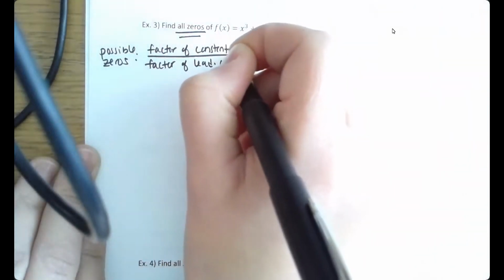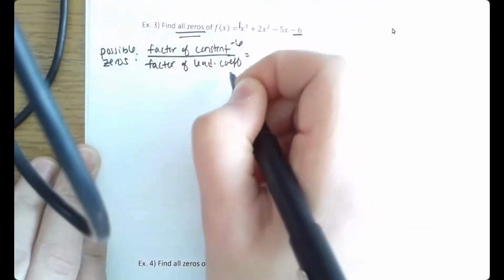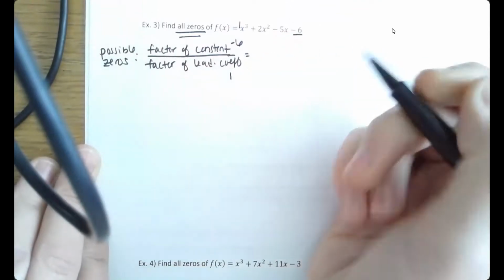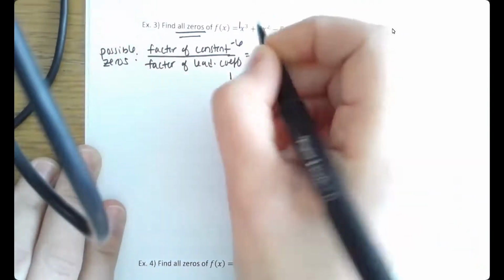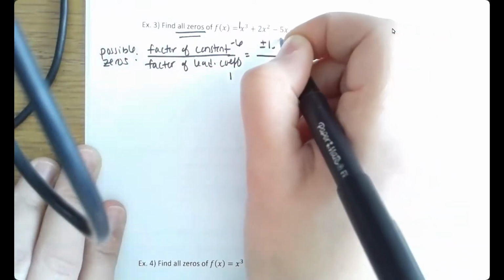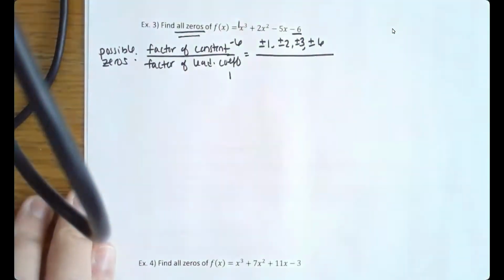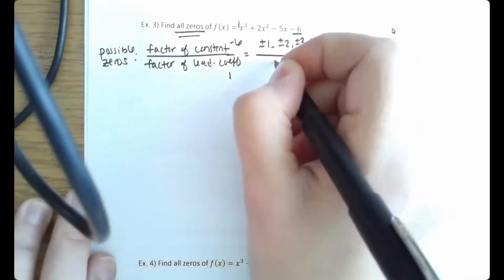I'm going to look at the factors of my constant term, and then divide those by the possible factors of my leading coefficient. Now my constant term here is -6. My leading coefficient is just 1, which makes it nice. So for 6, my possible options are ±1 and ±6, or ±2 and ±3, right? 2 times 3 is 6, 1 times 6 is 6. Now for 1, this is nice. My only option here is 1.